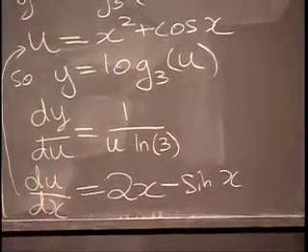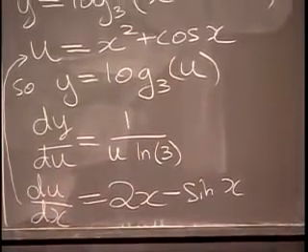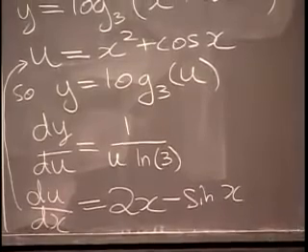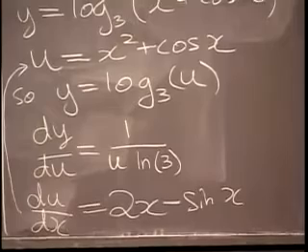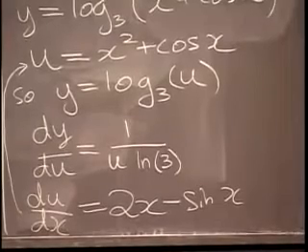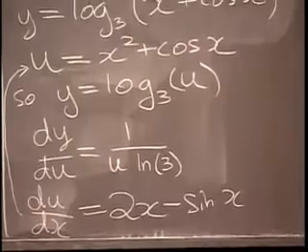That's the most common mistake I've ever seen when grading calculus exams. The derivative of cosine x is sine x. Okay? Minus sine x. The derivative of sine x is cosine x. Derivative of cosine x is negative sine x.